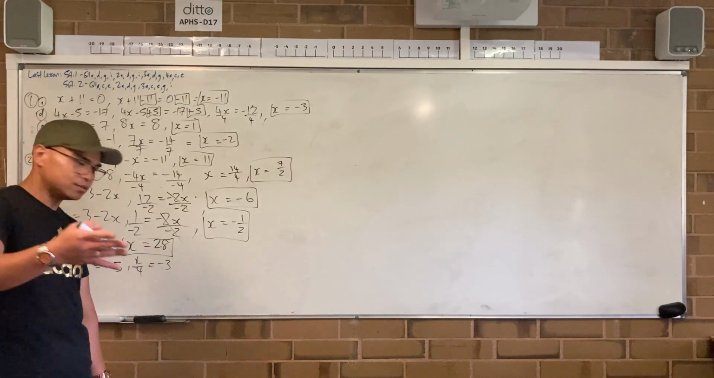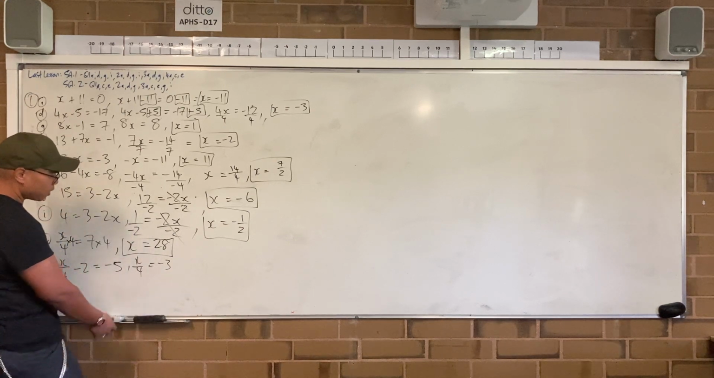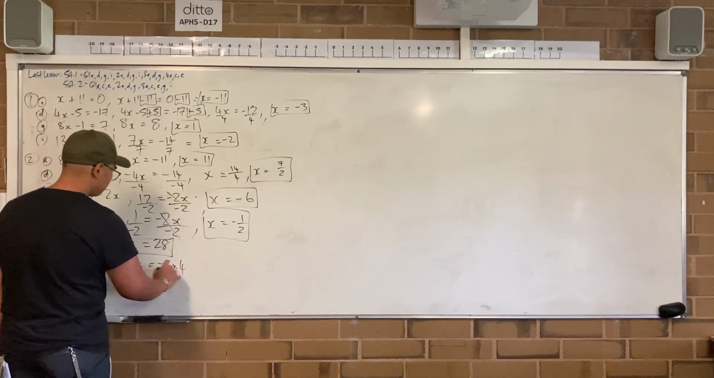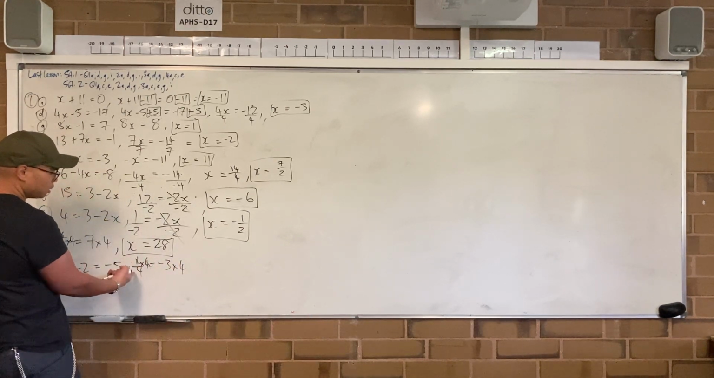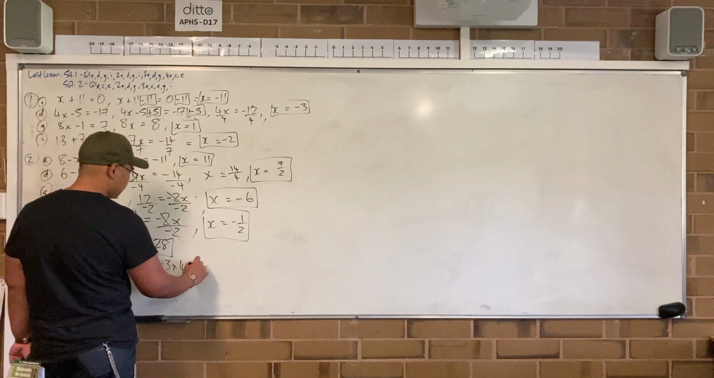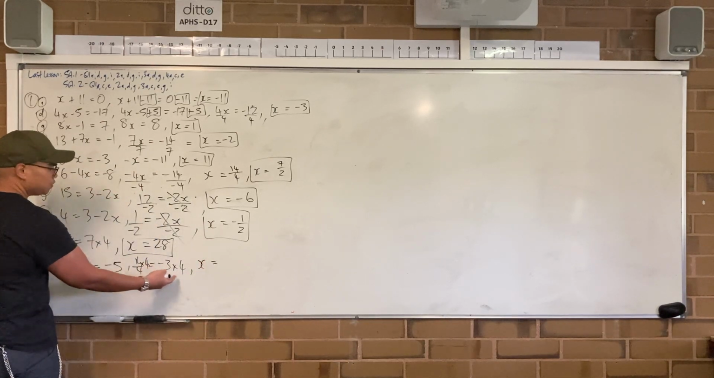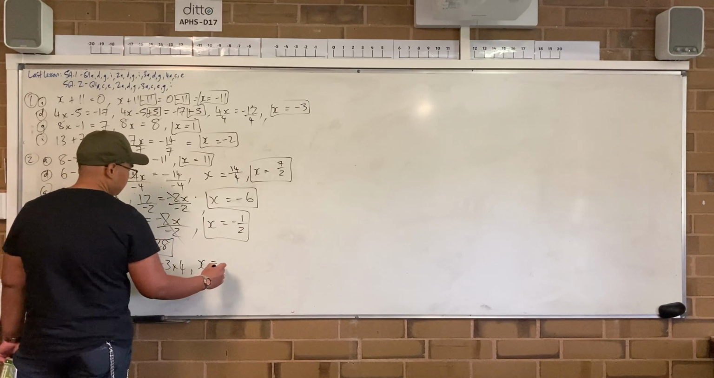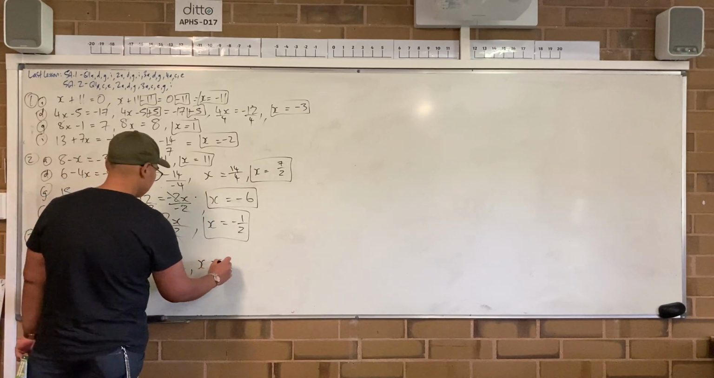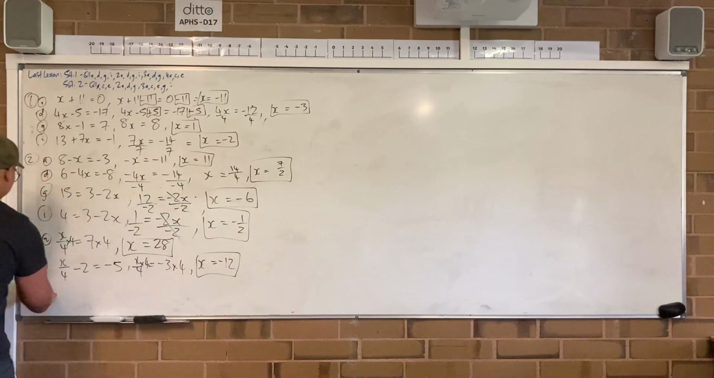I like this. What's the opposite of dividing by 4? Times by 4. Something divided by 4 times by 4 leaves the thing. What's a negative times by a positive? Negative. Yes? Negative 12.